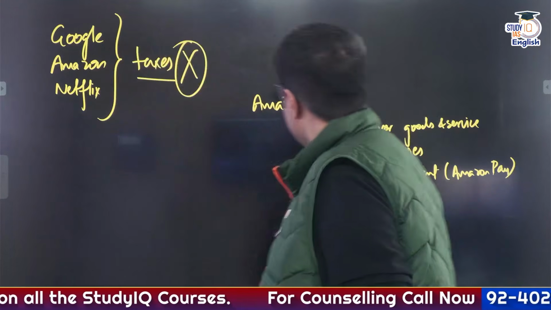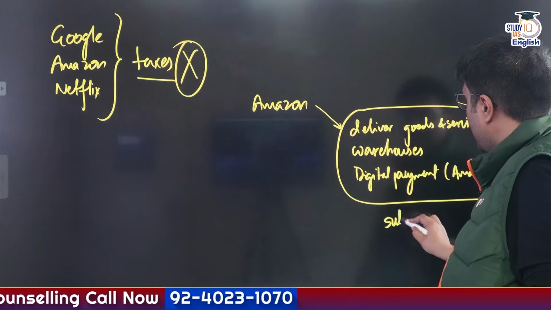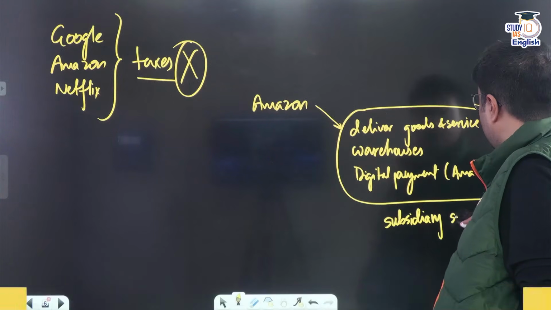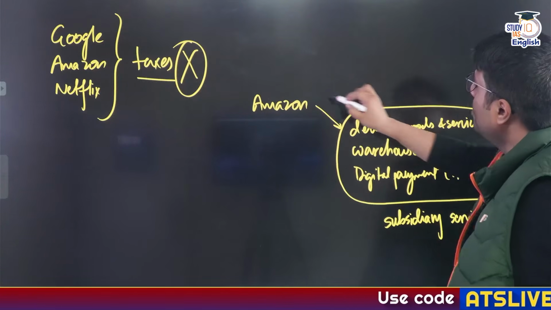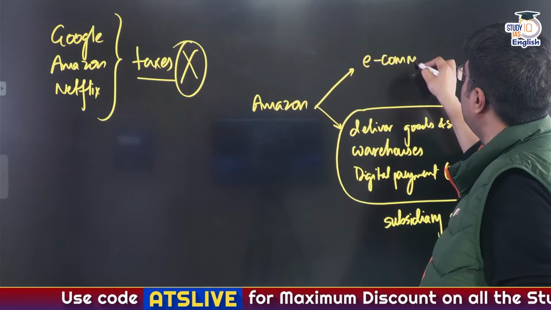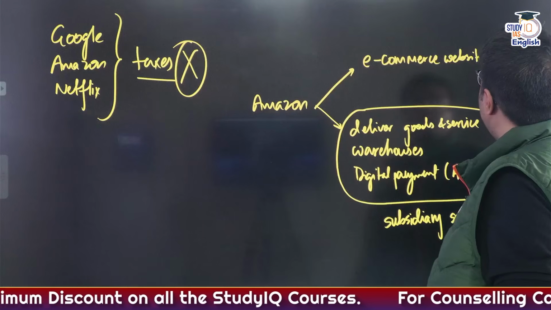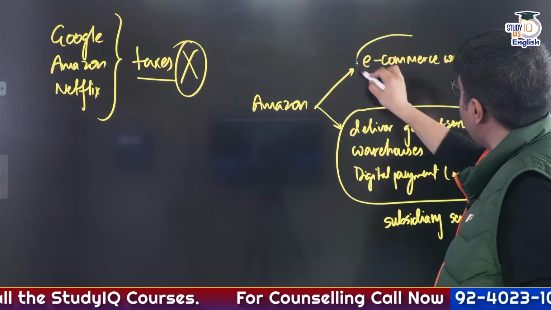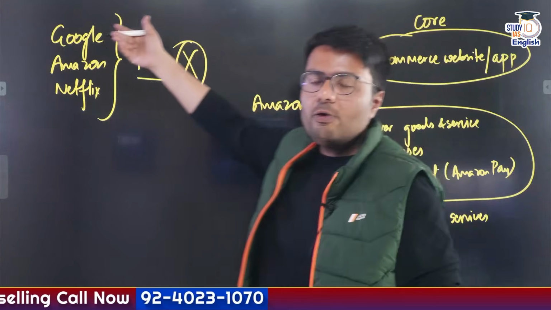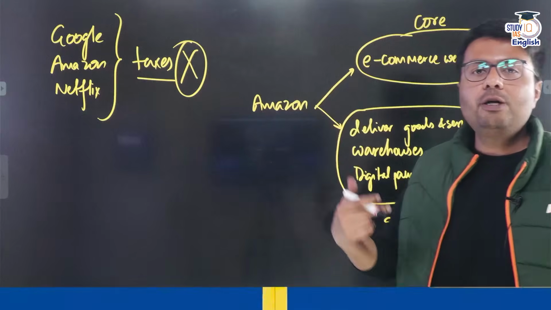The reason is, according to Amazon, all of these services that they offer are subsidiary services. They are not the core services that Amazon is known for. What is Amazon best known for? Amazon is best known for hosting an e-commerce website or an e-commerce mobile app. So according to Amazon, this is their core function. And the servers, wherever they are located, that country would be considered the permanent establishment of Amazon.